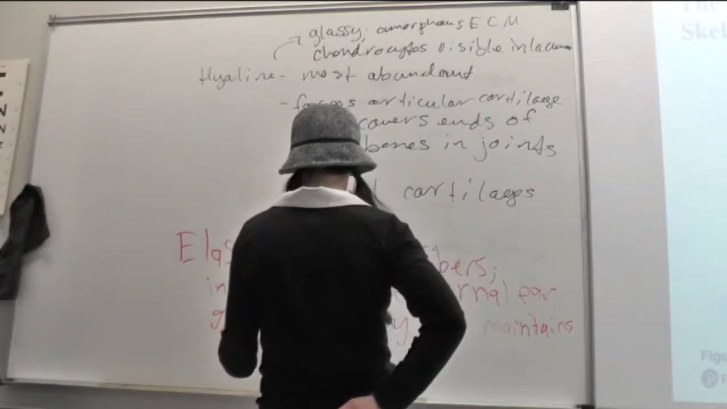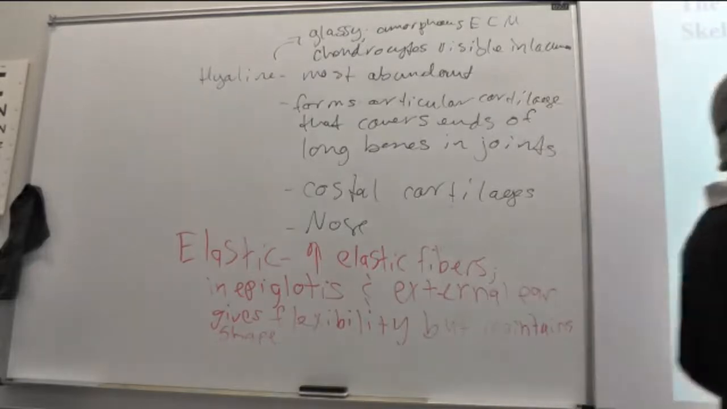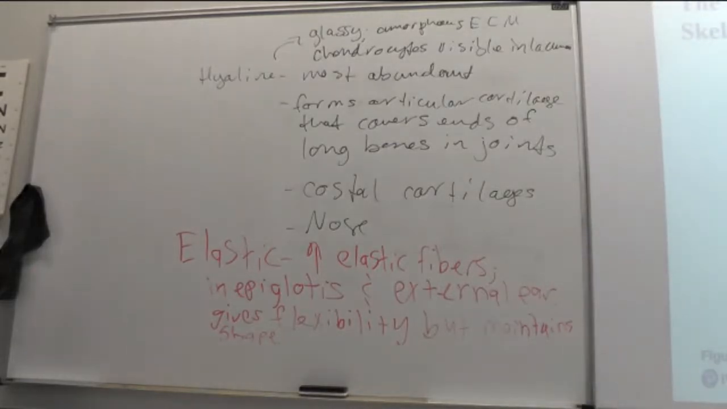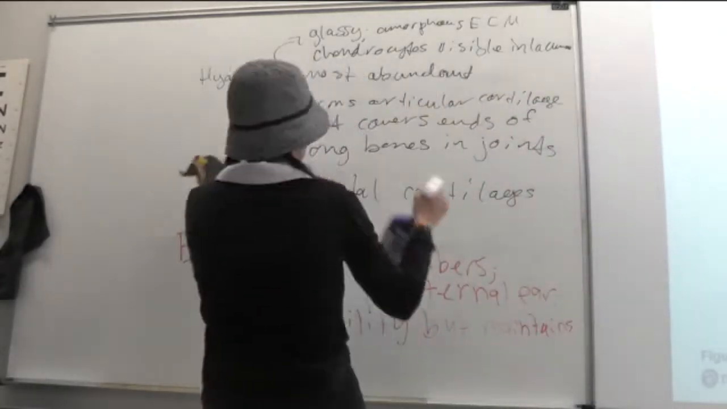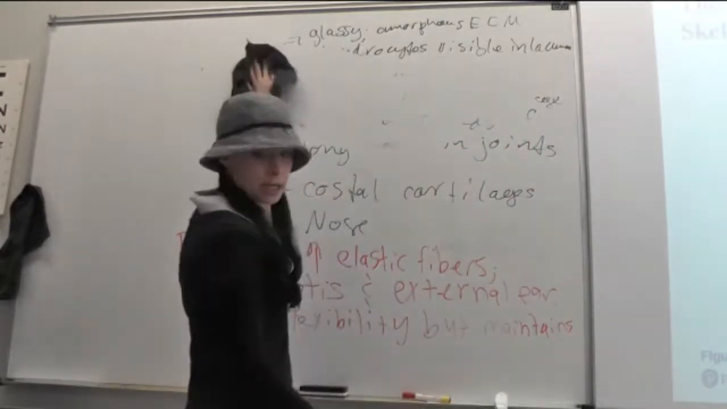So we find that in two places, our epiglottis and our external ear. Is everybody good on hyaline cartilage? Okay, our last type of cartilage is fibrocartilage.